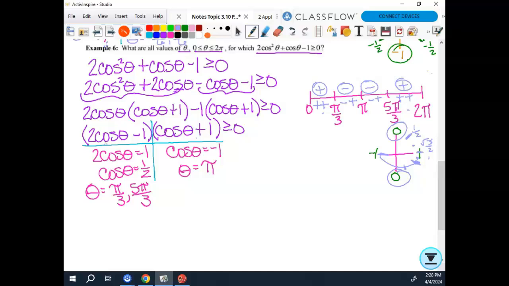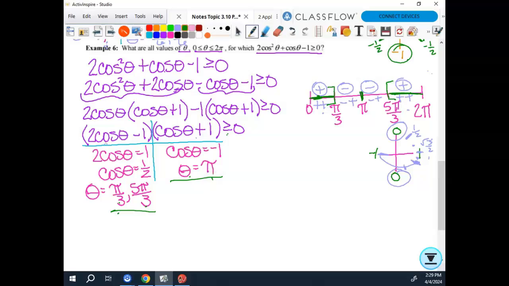So let's look at what we were actually looking for here. We want this to be greater than or equal to 0. So that's the positives. But it's greater than or equal to 0. That means these that we found, this is what makes it 0, right? So I have to include these no matter what. Pi thirds can get included right here. 5 pi thirds can get included right here. But look at pi. He's hanging out in the middle there all by himself. So he's not part of an interval, but we have to include him because he makes it 0. Does that make sense to you?